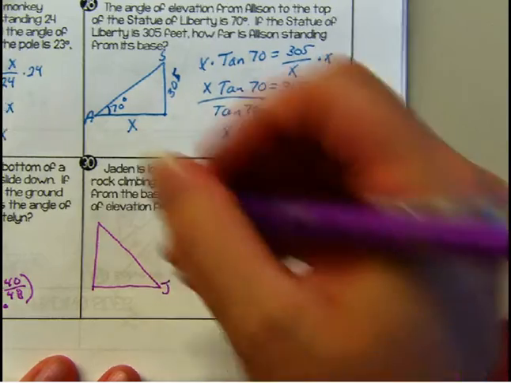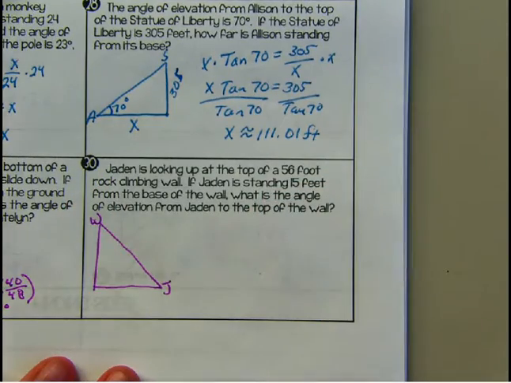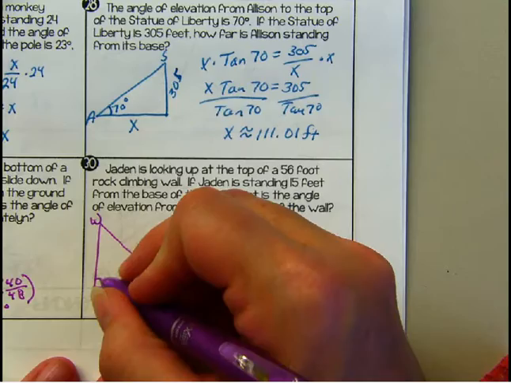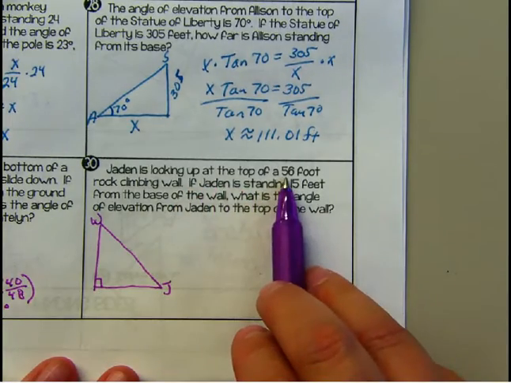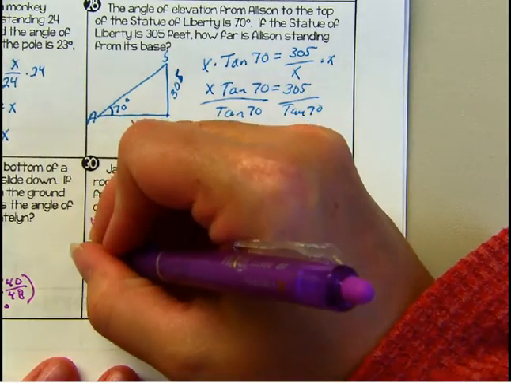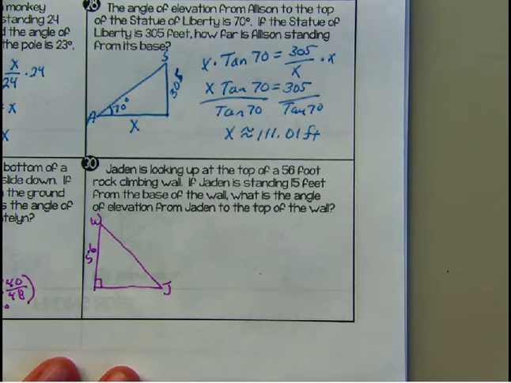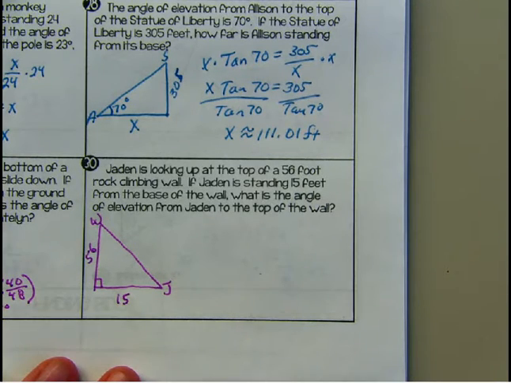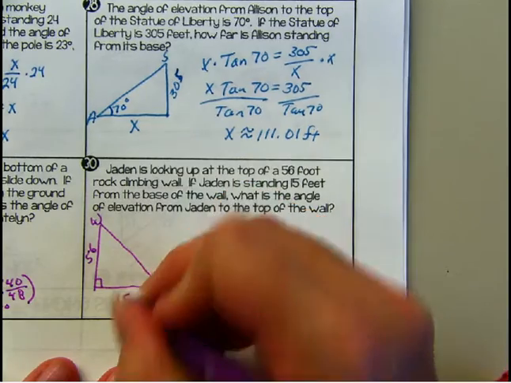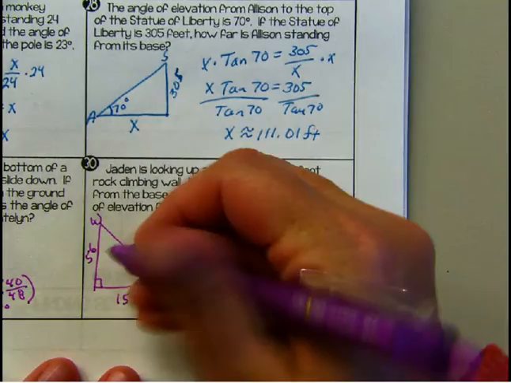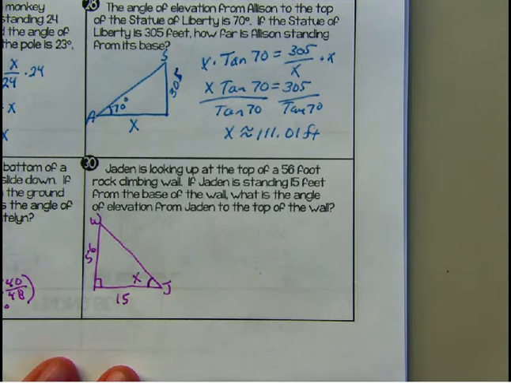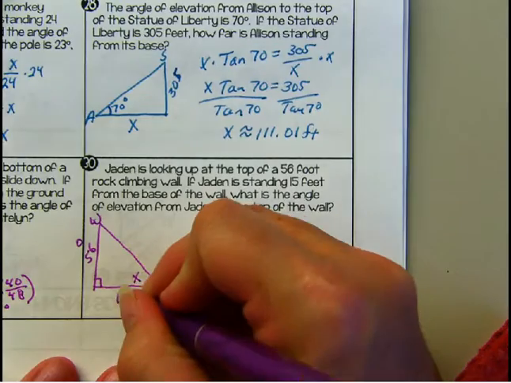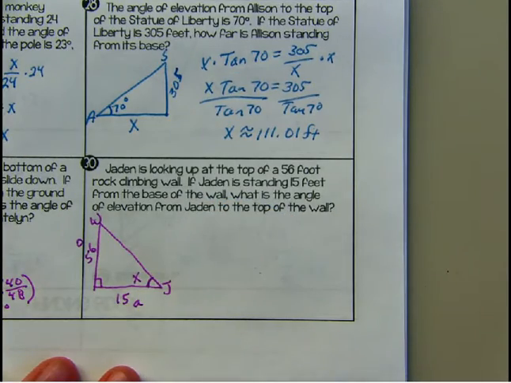Jaden's down at the bottom. We've got this wall. We know that the wall, it says, is 56 feet tall, so we're going to put that on the left. And then it says that Jaden is 15 feet from the wall, so 15 goes on the bottom. We want to know the angle of elevation from Jaden to the top of the wall, so Jaden's looking up, so that's going to be our x. So the pieces of information we have this time are the opposite and the adjacent. So we're going to use tangent.